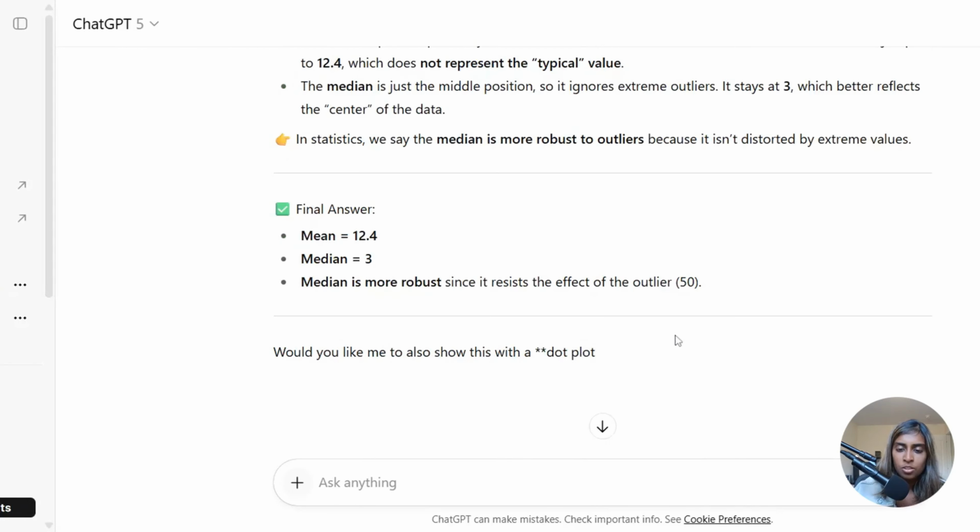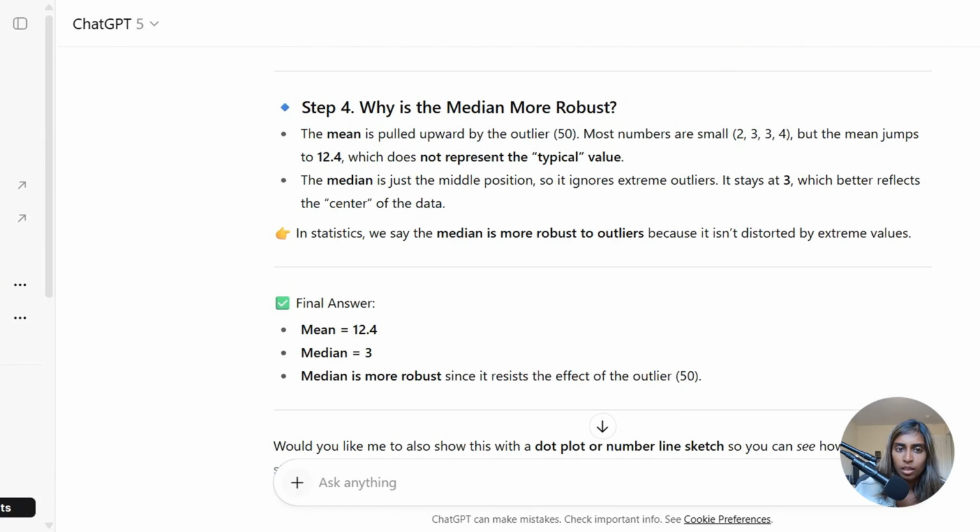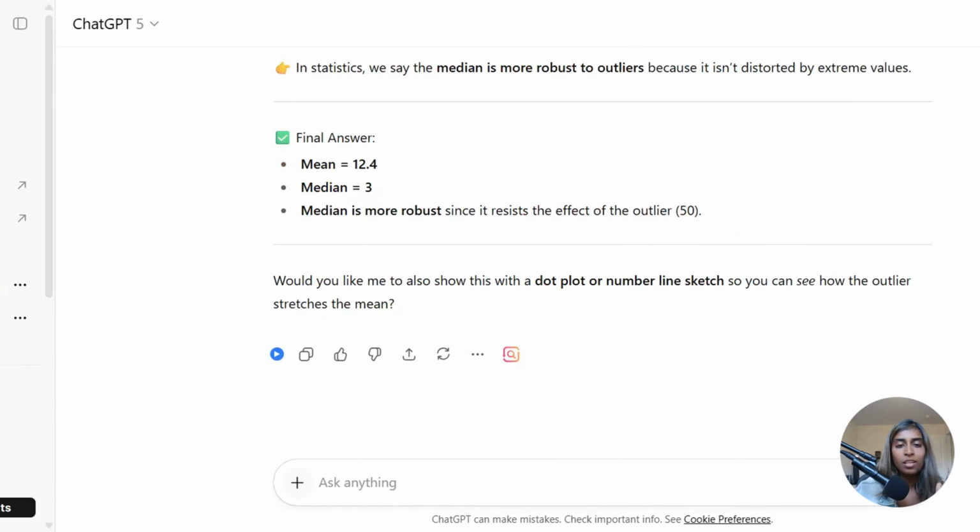Again, it gives you the answer. Wonderful, beautiful. And then why the median is more robust. That actually gives you a little bit more, again, in English terms rather than just math, the explanation of it. Now let's do a quick one for discrete math.